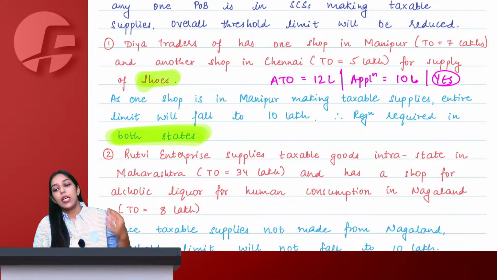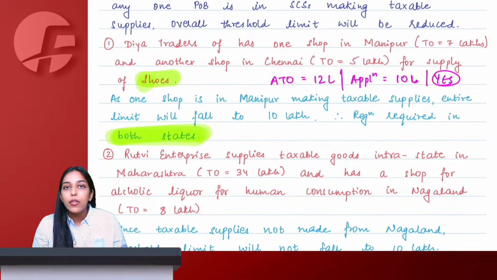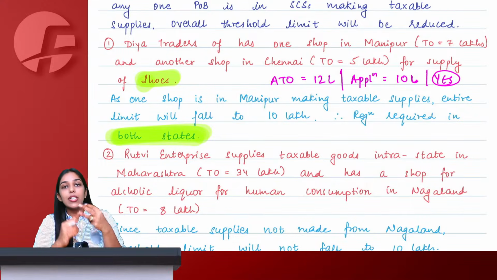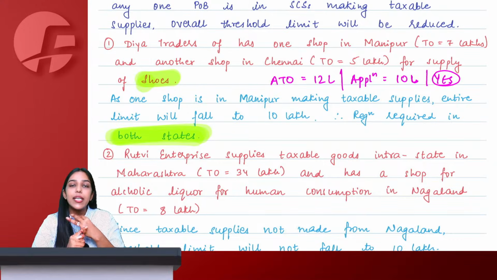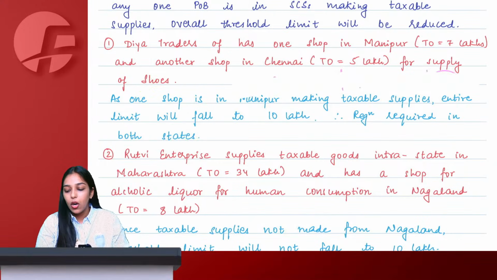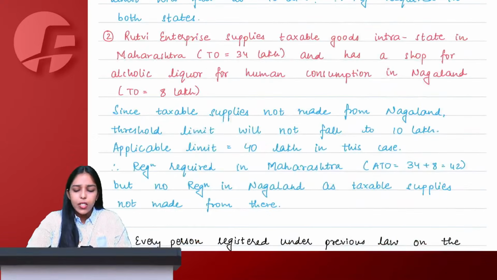Say yes or no. This is how you always go about a question. What is my aggregate turnover? What is my applicable turnover? Will I have to take registration? If yes, then in which states? Only the states from where I am making taxable supplies. Got it, ma'am. Next question.